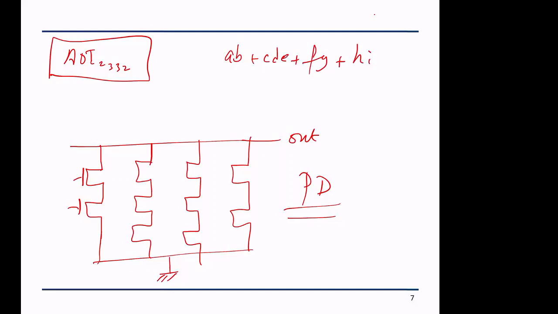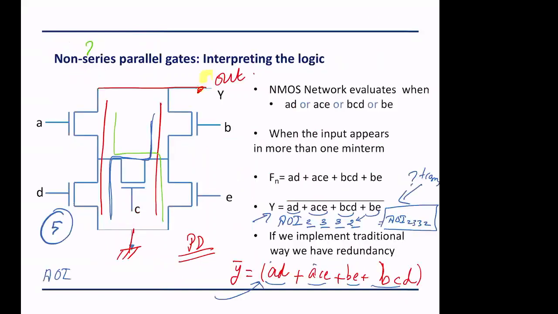Yes. Okay. So if the pull down takes 2 plus 3 plus 3 plus 2, that is 10 transistors. This means that the pull up will also be 10. The total number is how many? 20.